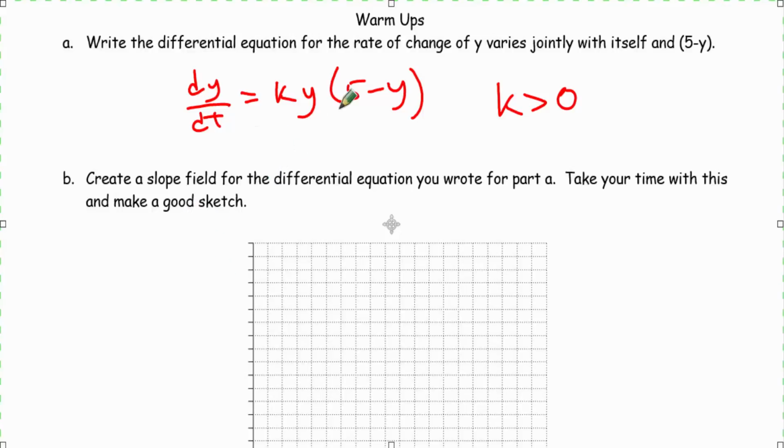And when you write something as joint variation, it's basically direct variation on more than one thing. So jointly with itself, so with y, and this other chunk. So multiplication between the two of them.